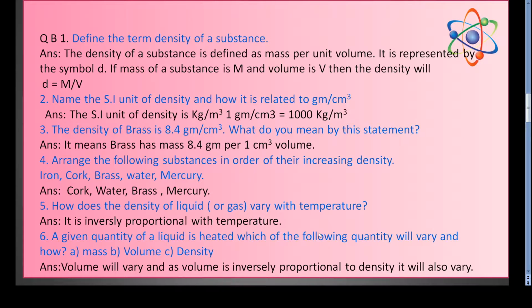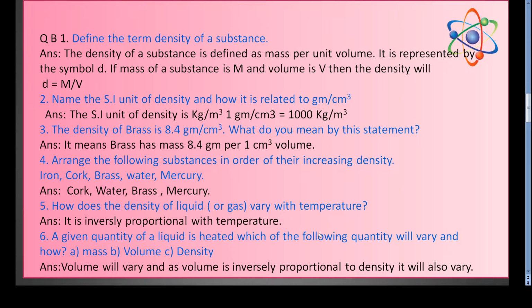Question number 2: Name the SI unit of density and how it is related to gram per centimeter cube, that is the CGS unit. The SI unit of density is kilogram per meter cube, and 1 gram per centimeter cube is equal to 1000 kilogram per meter cube. Next, the density of brass is 8.4 gram per centimeter cube. What do you mean by this statement? It means brass has a mass of 8.4 gram per 1 centimeter cube of volume.